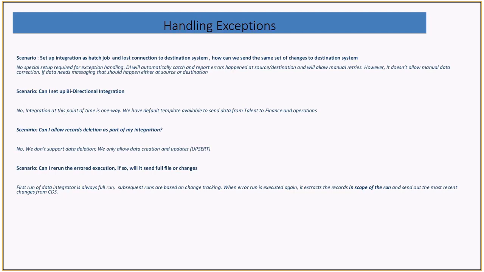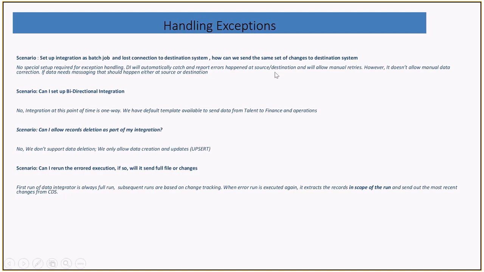But in case you forget to do that and you find that integrations are going and throwing errors, there is a way to rerun those executions and you don't need to do anything special. Basically, Data Integrator will automatically catch and report those errors under the execution history, and it will allow you to manually retry. For each failed execution, you can just go there, click on it and say rerun. So that is a good thing.